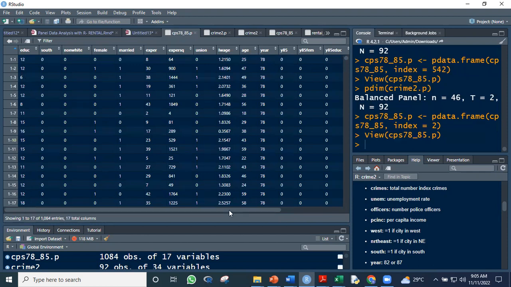So which is wrong. Okay, so again guys, ang pinaka-moral lesson dito, when you deal with panel data, make sure that the unit and the year and the time is incorporated. Okay?